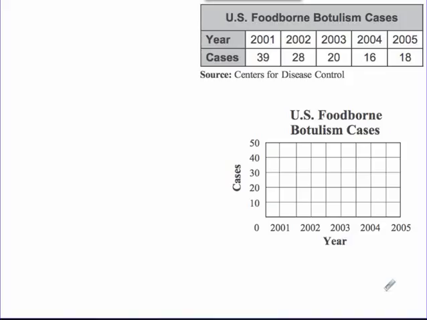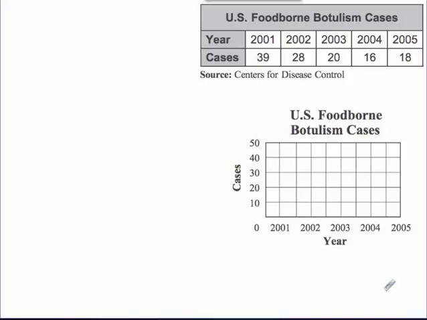It's a disease control thing. It's like cancer. It's kind of like food poisoning. Okay, botulism is a sickness you can contract there. For 2001 through 2005, notice that that came from the Centers for Disease Control. And so what it says to do is draw a scatter plot and determine what relationship, if any, exists in the data. So you have your plot there below, and so we're going to draw a scatter plot here.